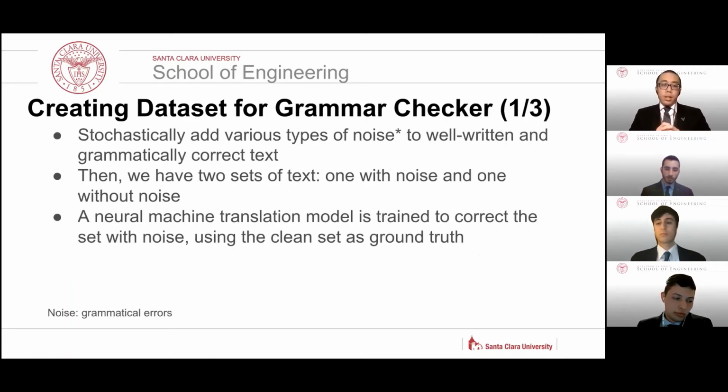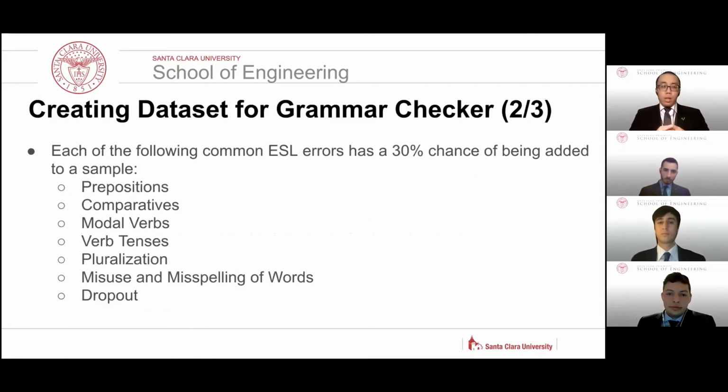To create the data set for the grammar checker, we stochastically added various types of noise to well-written and grammatically correct text. Here, noise refers to grammatical errors. Once we do that, we have two sets of text, one with noise and one without noise. A neural machine translation model is trained to correct the set with noise using the clean set as ground truth. Each of the following common ESL errors has a 30% chance of being added to a sample. And then we have here a list of some common mistakes that English learners tend to make.